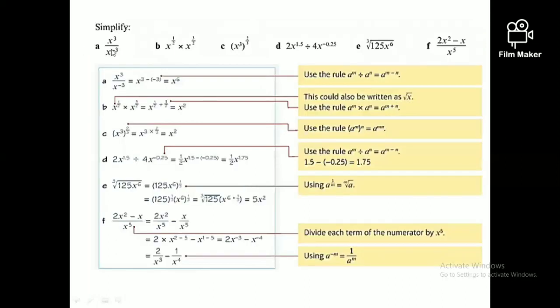Then for example, if you want to get x to the power 3 divided by x to the power minus 3, division is a subtraction. So you can write this as x to the power 3 minus minus 3, that is x to the power 6. Then the next operation is x to the power half into x to the power 3 over 2. When you multiply, you can add the powers. That is half plus 3 over 2 is 4 over 2, that is 2. X to the power 2, right?